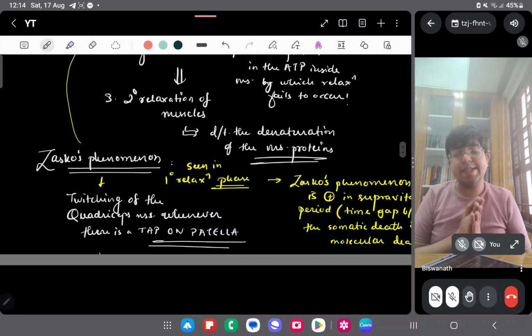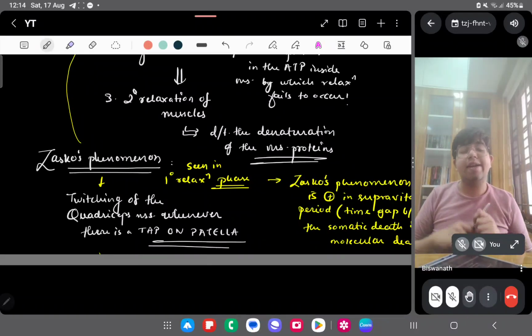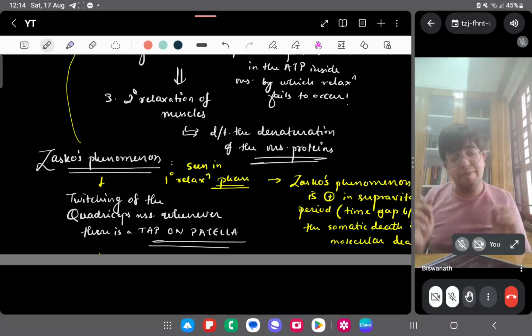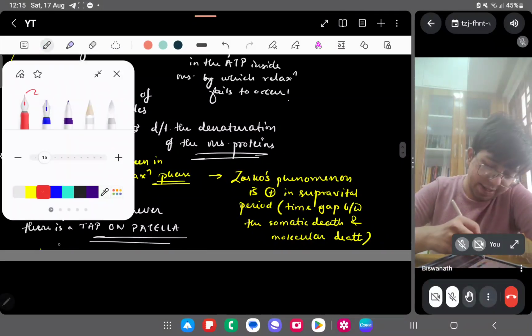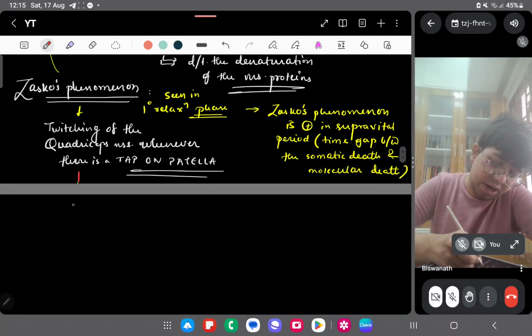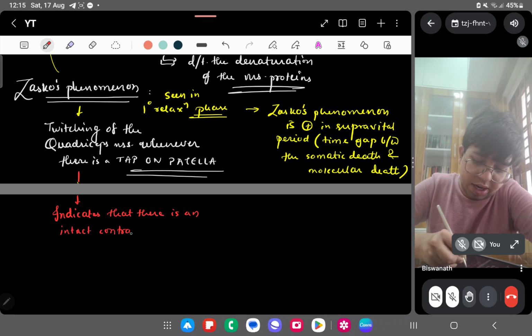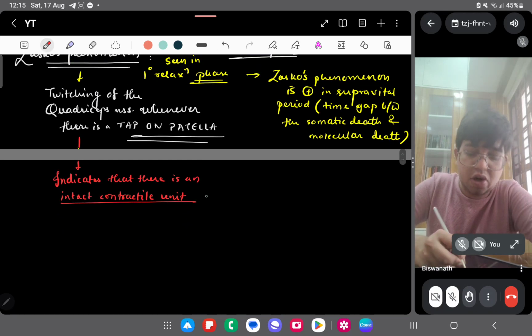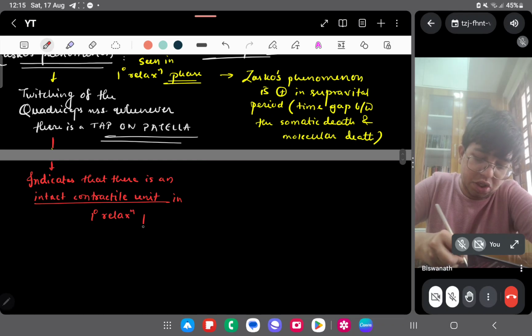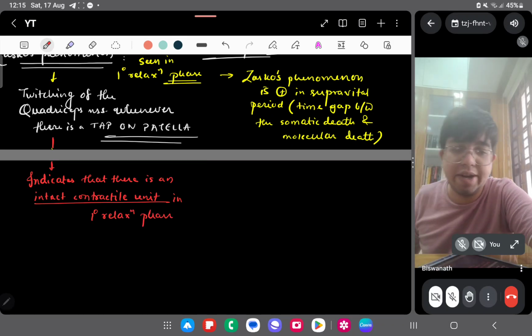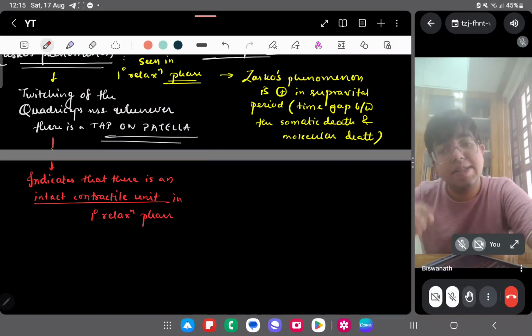The Jaskos phenomenon indicates that there is an intact contractile unit in the primary relaxation phase. You can write: indicates that there is an intact contractile unit in the primary relaxation phase. Understood? And this completes our Jaskos phenomenon.